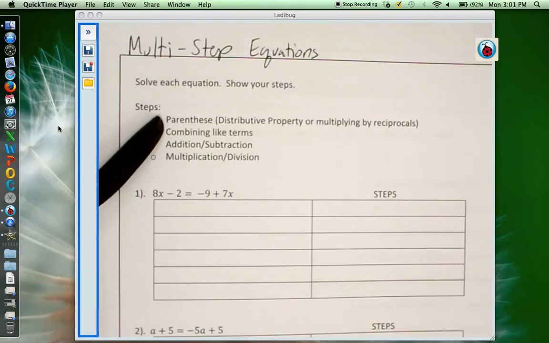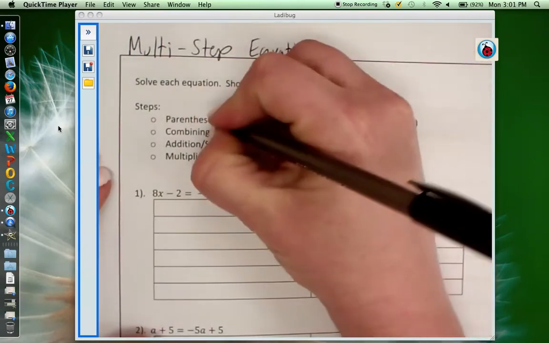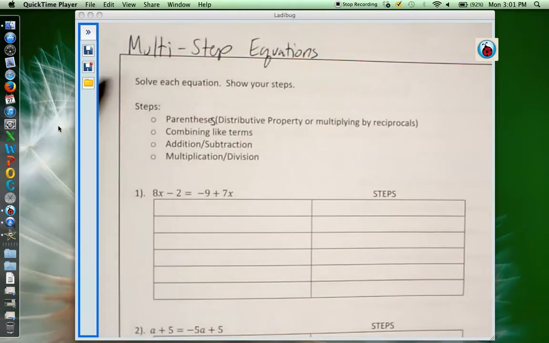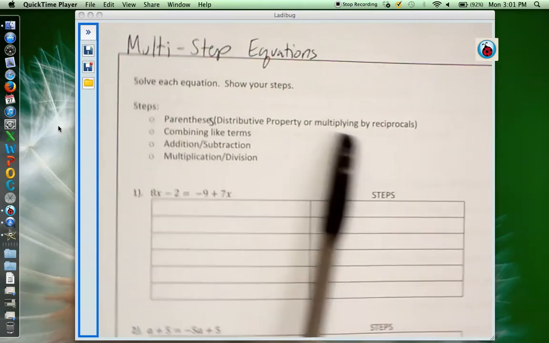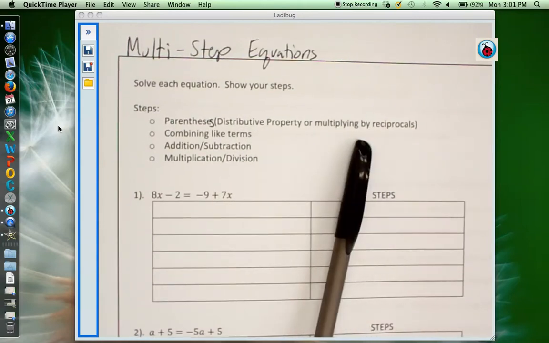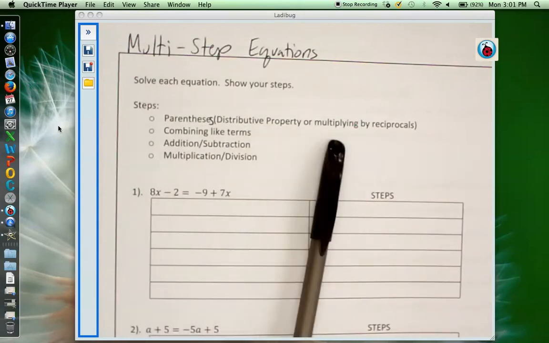One is what happens if there's parentheses. Oops, this is missing an S. Parentheses. There's a couple ways we could deal with parentheses. We could use distributive property. We can also get rid of the number outside of the parentheses by multiplying by the reciprocal of that number. Either method works, but we'll have to do something about parentheses.